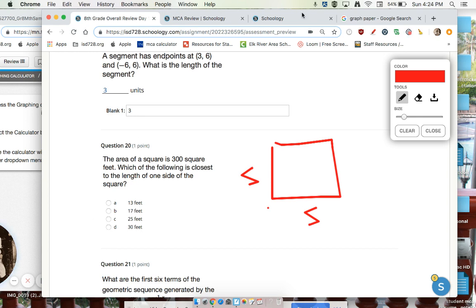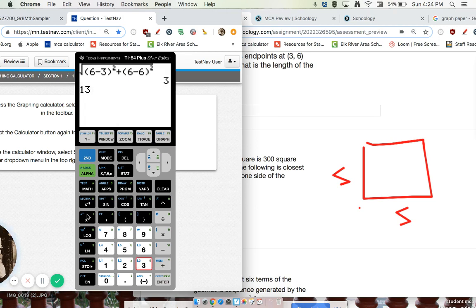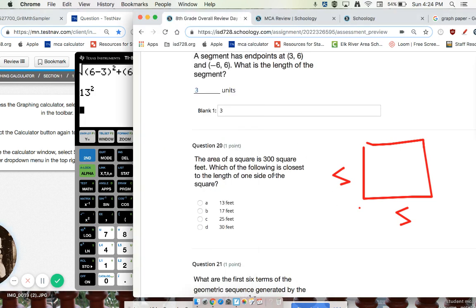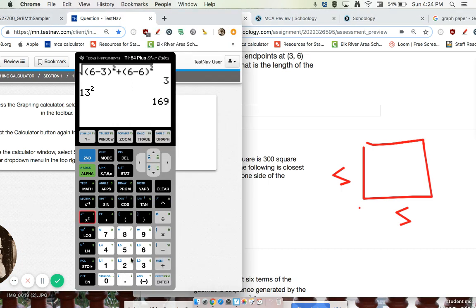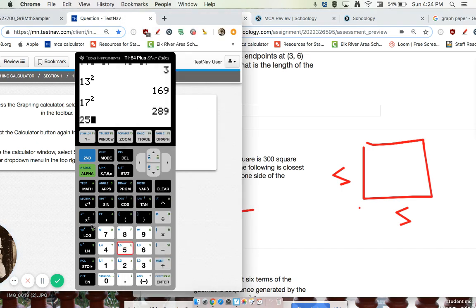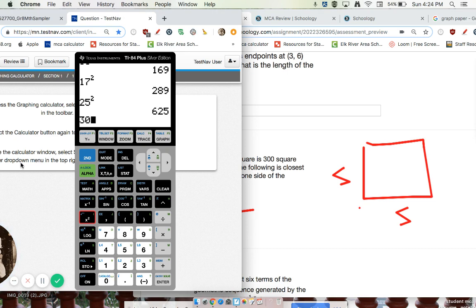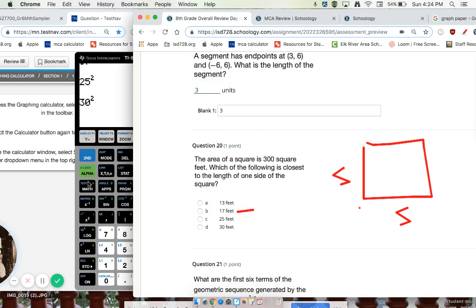But a lot of kids struggle with that at your age. So you could guess and check. If it was 13, you could go 13 squared, hit enter, that's 169, definitely not 300. 17 squared, hit enter, 289, kind of close. Try 25. 25 squared, hit enter, 625, way too big. Try 30. 30 squared is going to be like 900. Way too big. So 17 is the closest.